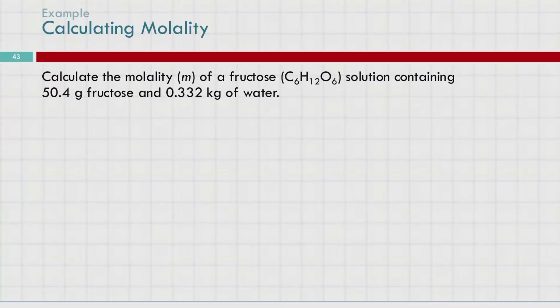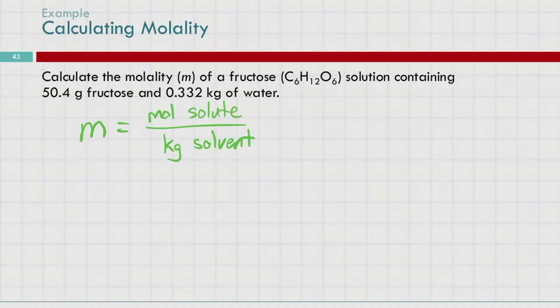Okay, so let's say that we want to calculate the molality of a fructose solution containing 50.4 grams fructose, 0.332 kilograms of water. Molality, lowercase m, is moles solute over kilograms solvent. What is our solvent here? Water is our solvent. Water is the majority component. It's also nicely expressed in kilograms.